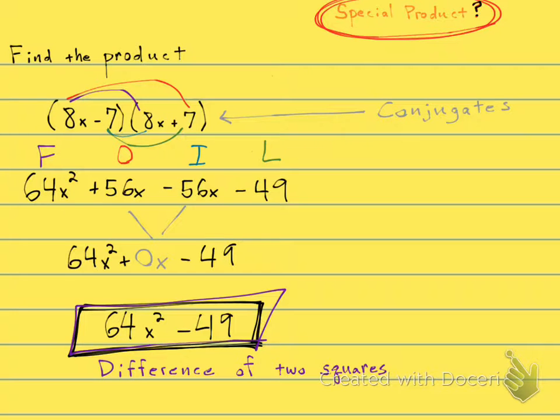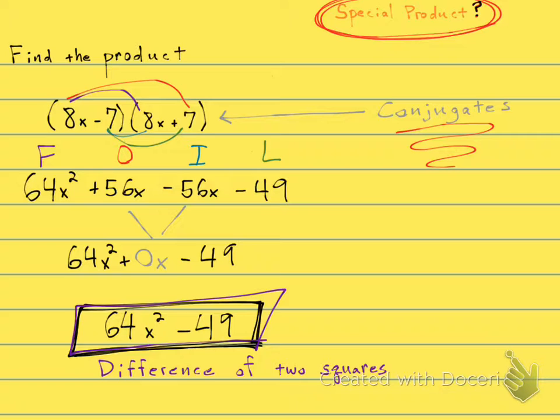The difference of two squares, think about the word difference, which means subtraction. And then two squares, well, this is a perfect square, 8x times 8x. This is also a perfect square, 7 squared, 7 times 7. So the difference of two squares is what you get when you multiply two binomials that are called conjugates.